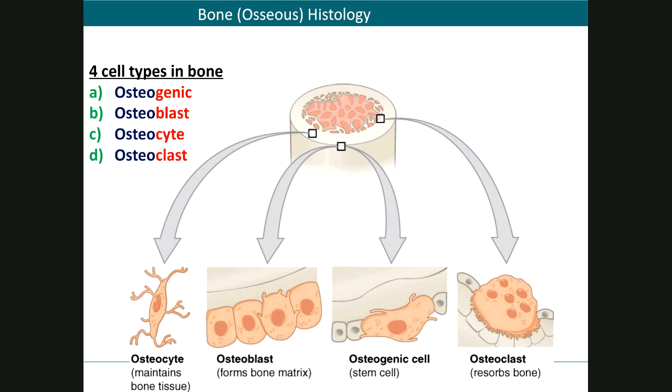So as you can see in this image, let me put my little pointer on, we could see where these cells are located. So the osteocytes are located inside, in this case, the compact bone tissue. Osteoblasts and osteogenic cells are located in the periosteum, and osteoclasts are located in the endosteum.